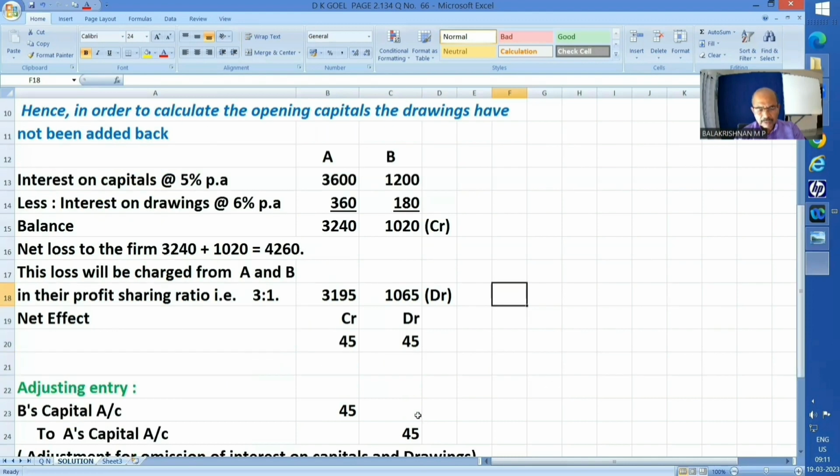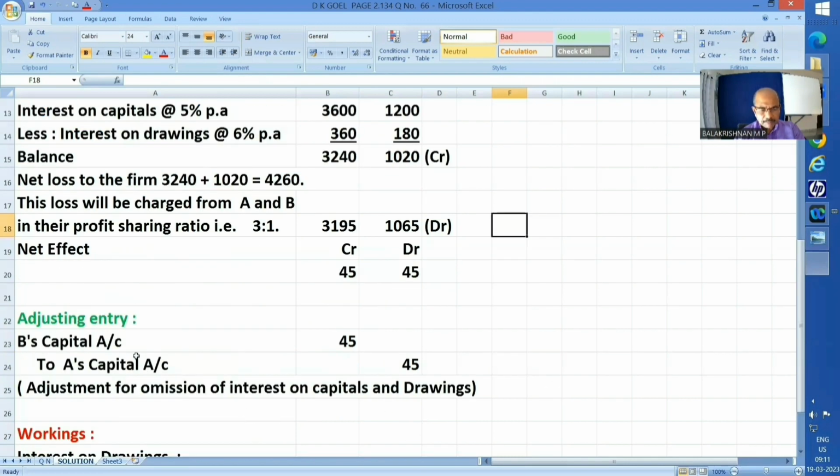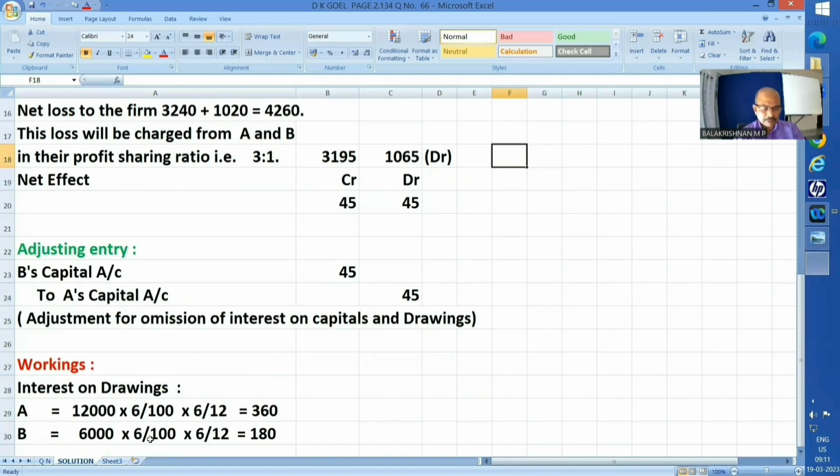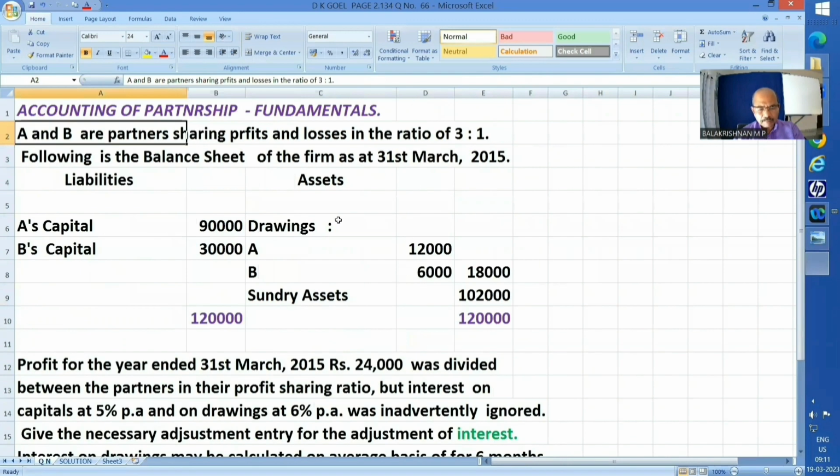Hence the journal entry: B's capital account debit 45 to A's capital account 45. Adjustment for omission of interest on capitals and drawings. Well, as such, it's a very, very simple sum, but don't make this mistake. Never make these mistakes. That's why I have taken it. Okay. Thank you.